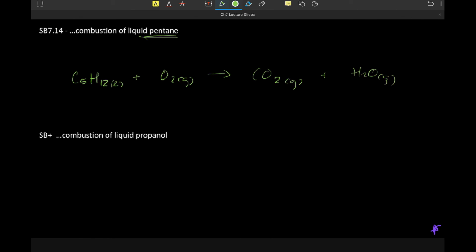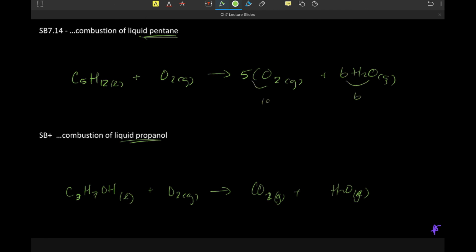Down here it says liquid propanol. Propanol is C3H7OH, liquid, plus O2 gas. Carbon, hydrogen, oxygen, that's going to be CO2 plus H2O, and this is going to be a gas. Now all we've got to do is think about how to balance these, just like we did previously. C5, 5 here; 12 hydrogens would mean a 6 here, which gives us 10 plus 6, which is 16, which gives us an 8 there, and we would be done.